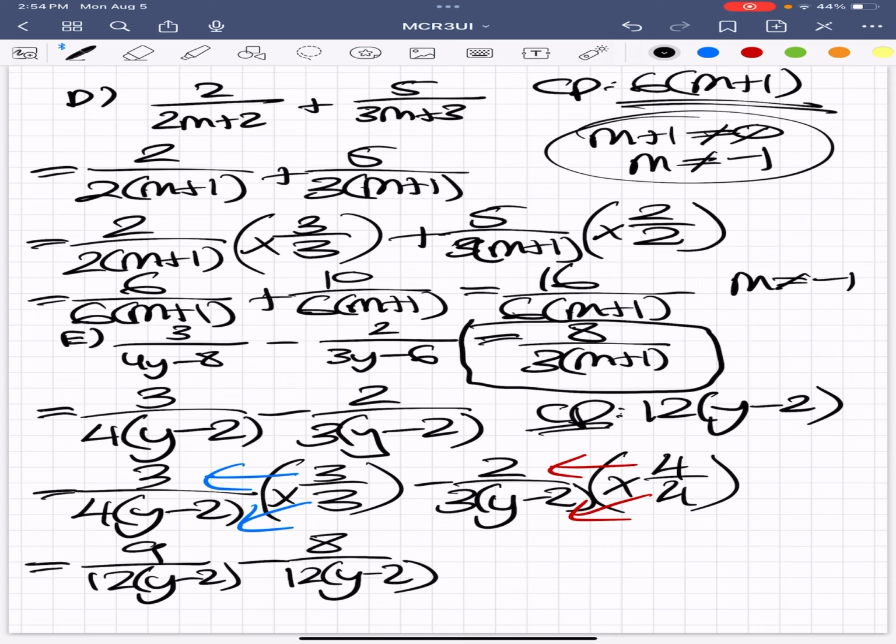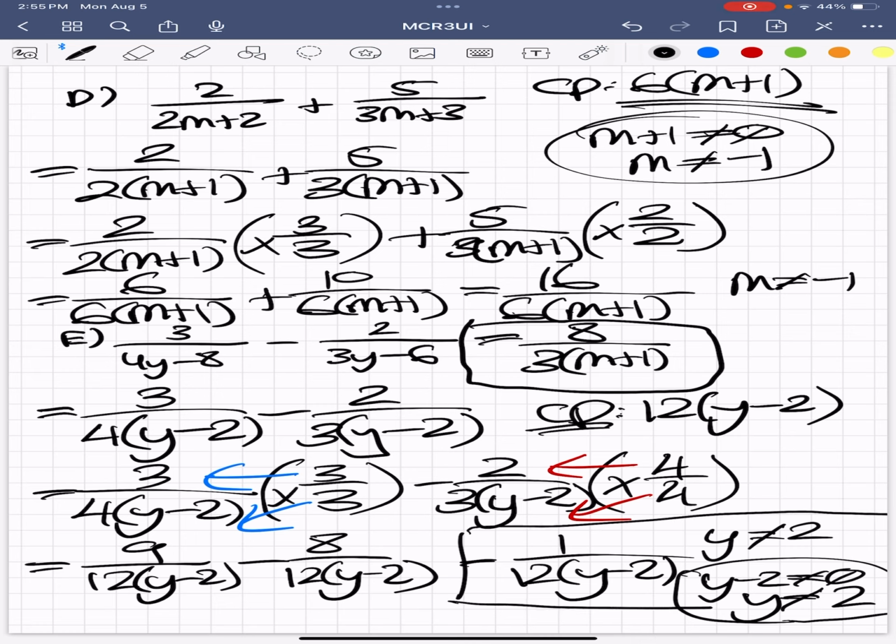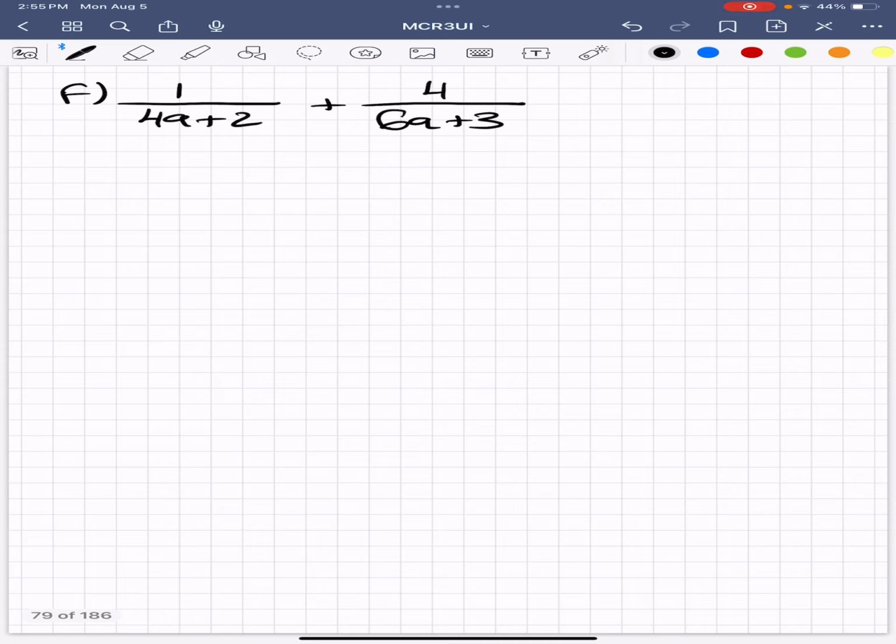So then we subtract the numerators and we are left with 1 over 12(y minus 2), and y cannot equal 2. So y minus 2 cannot equal 0, so y cannot equal 2. And we're left with 1 over 12 in brackets y minus 2, and y cannot equal 2. Moving on.